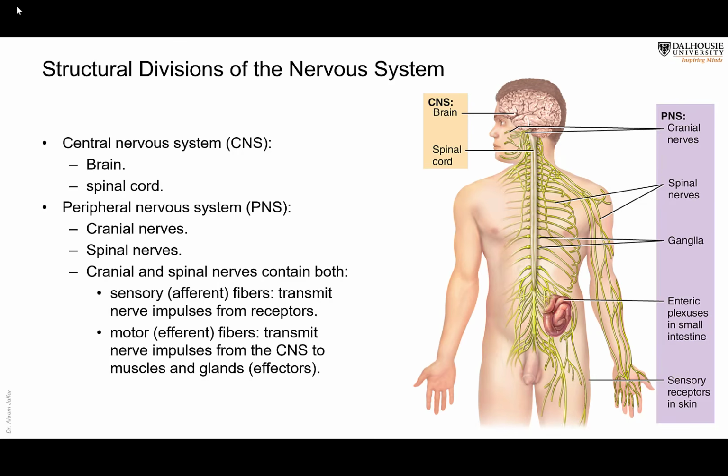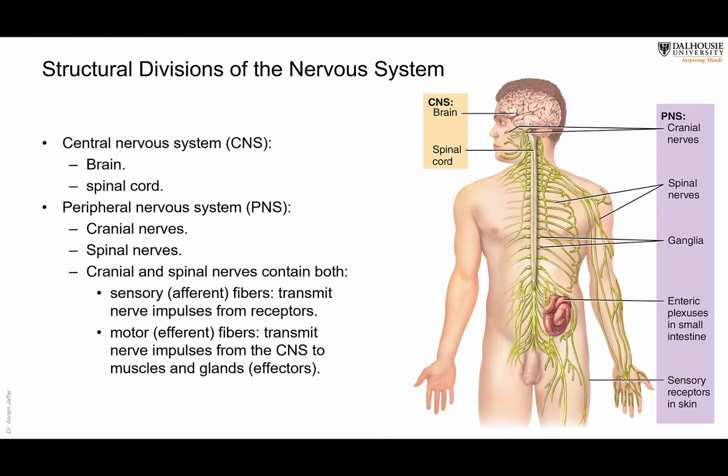The divisions of the nervous system: we have structural and functional divisions, so please don't mix them together. Structurally speaking, the nervous system consists of a central nervous system and peripheral nervous system. The central nervous system, as you can see, is the brain and the spinal cord. It is the part of the nervous system that is hidden inside the bones, whether inside the skull or the vertebral column. And then we have the peripheral nervous system, and this consists of cranial nerves and spinal nerves.